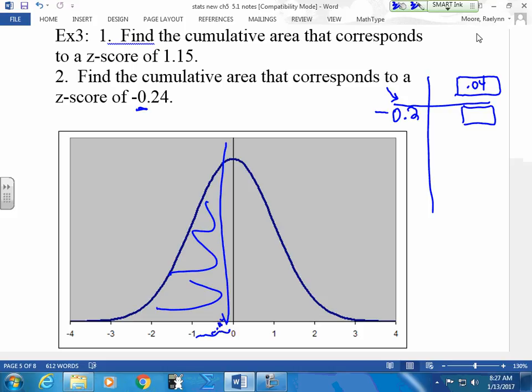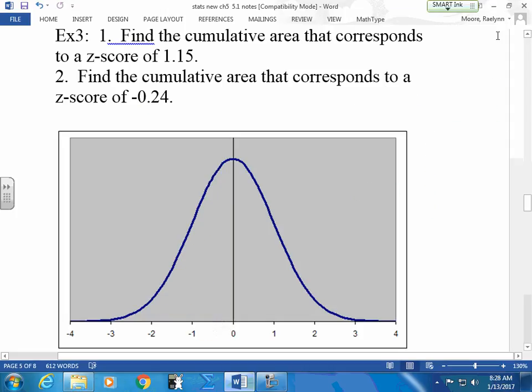What do you get for your area? 0.4052. So that's approximately what percent? About 40%, 41%. Very close. But you use the fact that it's a little less than half the curve, so we have a good estimate. You guys comfortable with looking at the tables? Okay, now we're going to go to finding our z-scores.